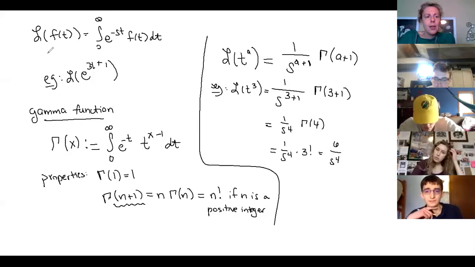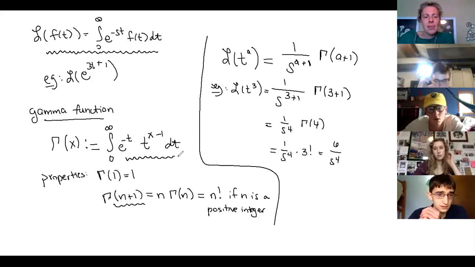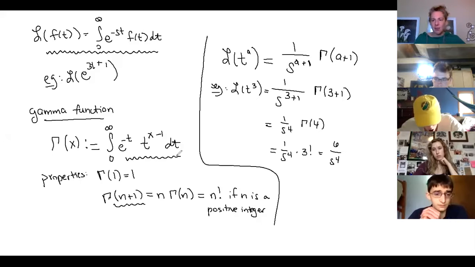Like here, the Laplace transform of a function has an integral with an e to the negative st and f of t. And here the gamma function kind of sort of has some of that same stuff too, so it makes sense that they would be related. So you need the gamma function in order to do some specific Laplace transforms. That's where we're at. Okay, I'm going to pause here.